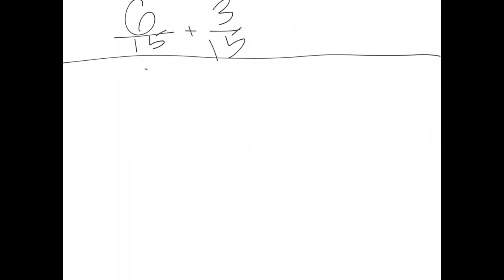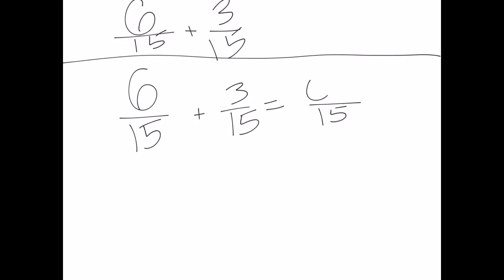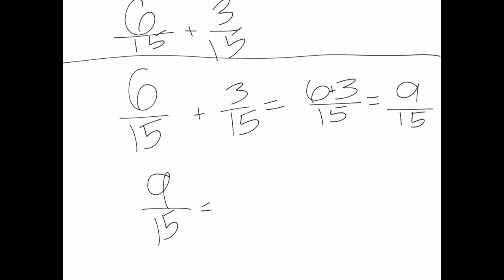To solve 6 fifteenths plus 3 fifteenths, what you do is you add them over. So we have 6 plus 3, and you get 9 over 15. Now 9 over 15 isn't simplified to the fullest, so we can each divide by 3. It will be 3 fifths.